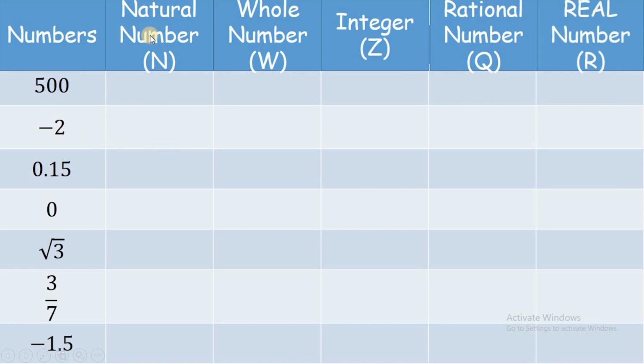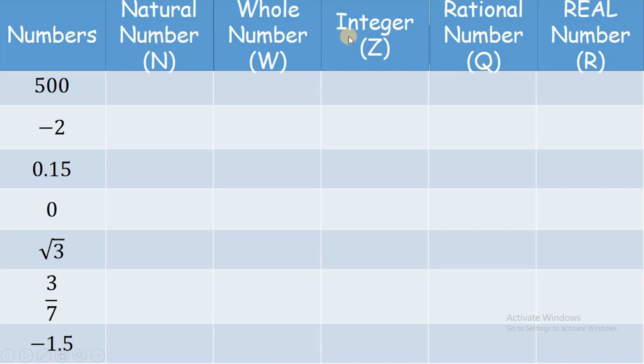Now, we know that all the natural numbers are whole numbers. All the natural numbers are integers. All the natural numbers are rational. All the natural numbers are real numbers. But all the real numbers need not be rational, all the real numbers need not be integers, all the real numbers need not be whole numbers, and all the real numbers need not be natural numbers.